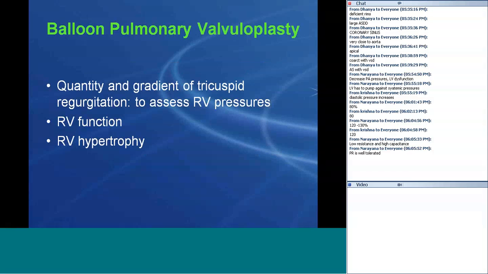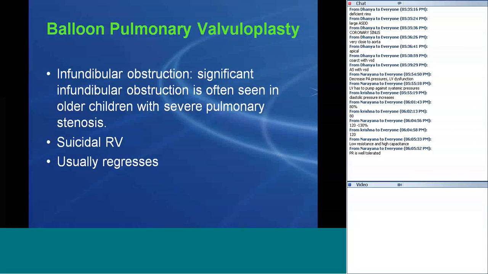Quantity and gradient of tricuspid regurgitation to assess the right ventricular pressures, RV function, RV hypertrophy. Significant infundibular obstruction is often seen in older children with severe pulmonary stenosis, and you can land up in something called suicidal right ventricle. Can I ask you what is suicidal right ventricle? What is a suicidal RV?